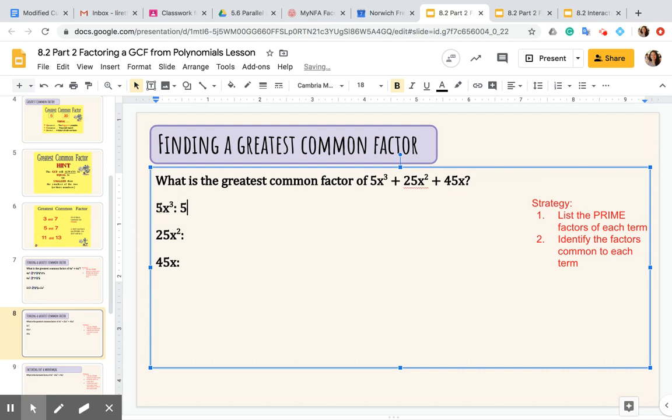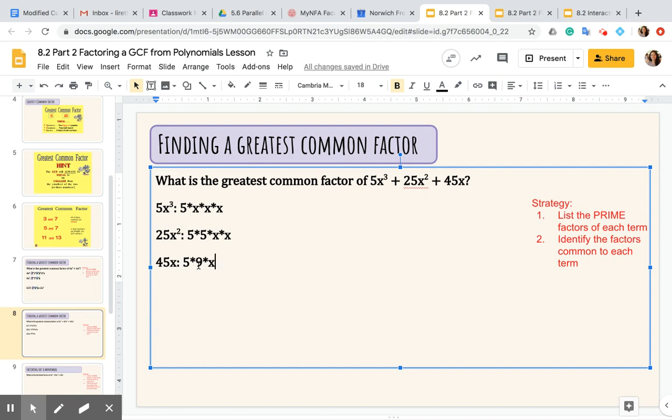Well, 5 is prime. That's my coefficient. And then I just expand how many x's I have. I have 1, 2, 3. That's what that exponent tells me. 25, I can break that number down into the product of 5 and 5. And then x squared just means x times x. 45, I can break down into 5 times 9, and then times x.